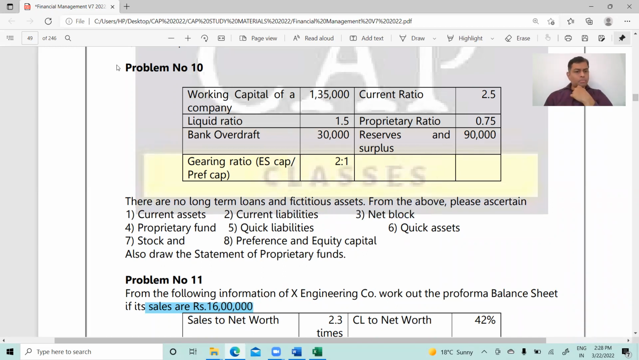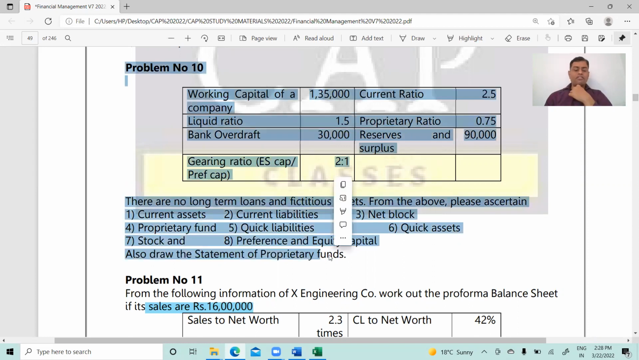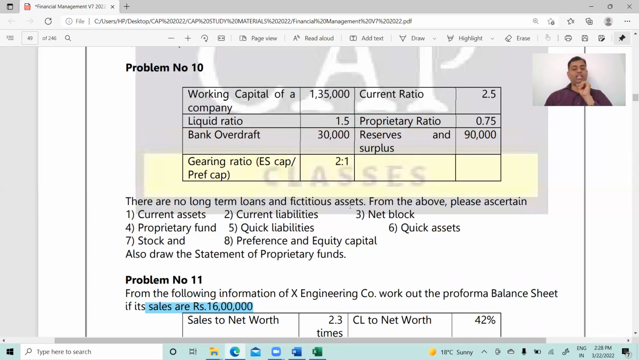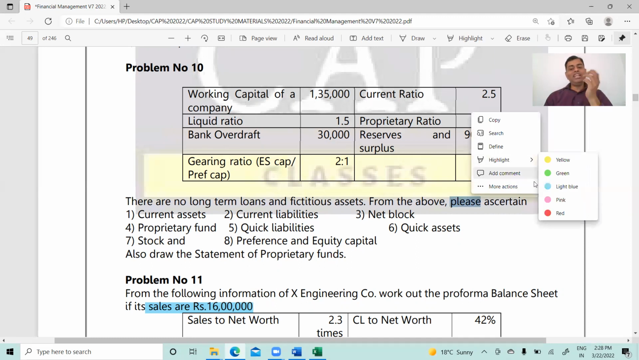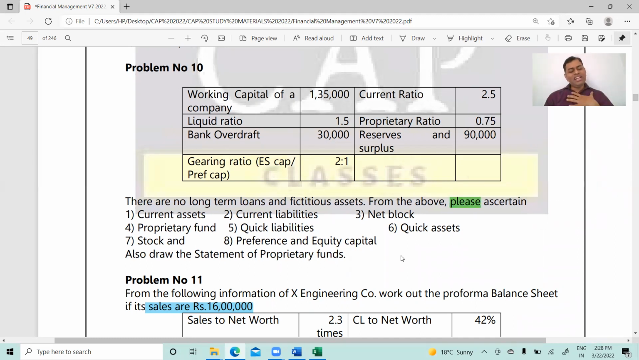In the whole problem, I love one word. What is that? Can you tell me? Dharani? Don't know, sir. Please, ICAI is saying, please ascertain, please. Aha. Okay, how beautiful this sound is. Anyway, jokes apart.